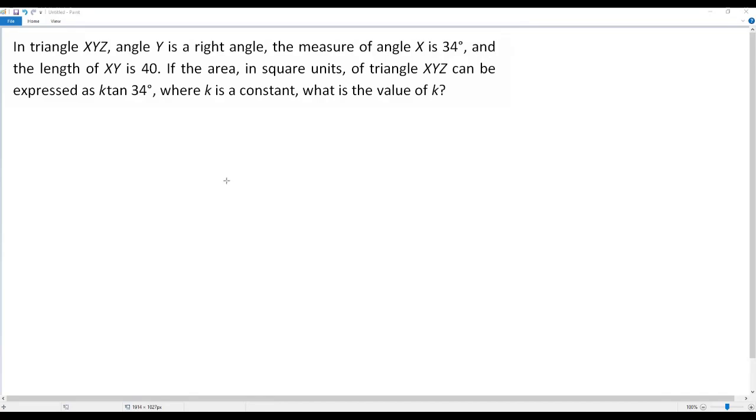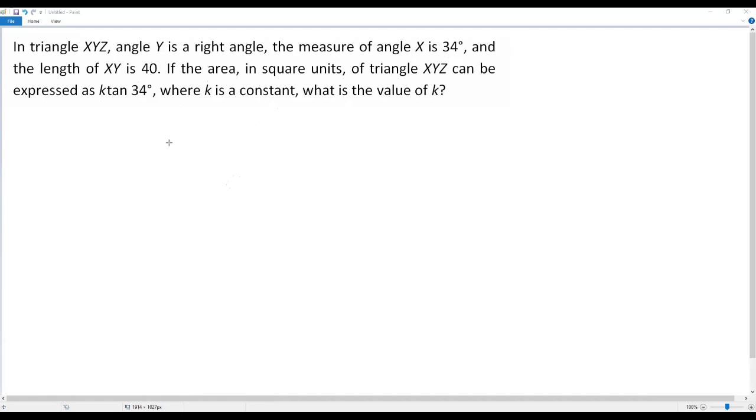Here we have a SAT math problem. Okay, let's go to the question. In triangle XYZ, angle Y is a right angle. The measure of angle X is 34 degrees and the length of XY is 40. If the area in square units of triangle XYZ can be expressed as K times tangent 34 degrees, where K is a constant, what is the value of K?